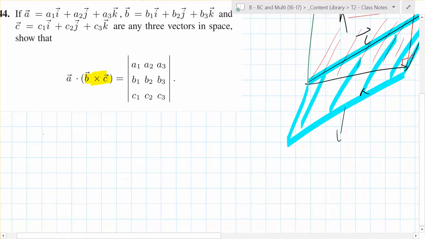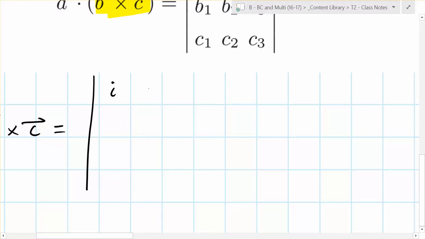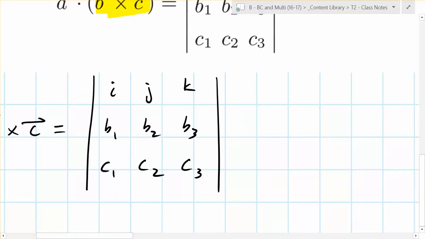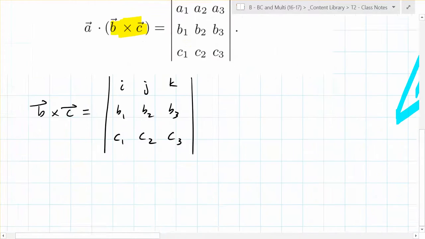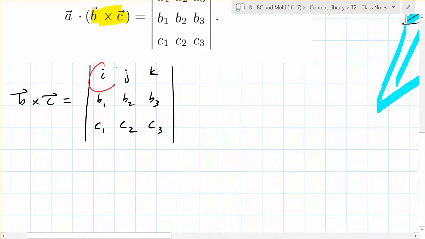If you're going to do B cross C, you have to set it up. What goes across the top? I, J, and K, and then it's going to go B1, B2, and then C1, C2, and C3. Now, when we've done this out in class, how have we done it? We've circled I, right? Crossed it out, and it's equal, so what was it? I times what?